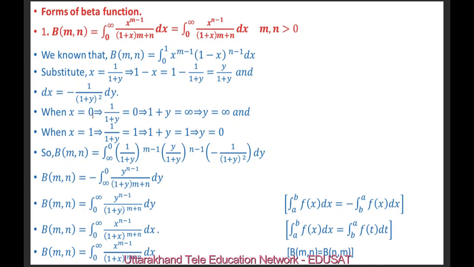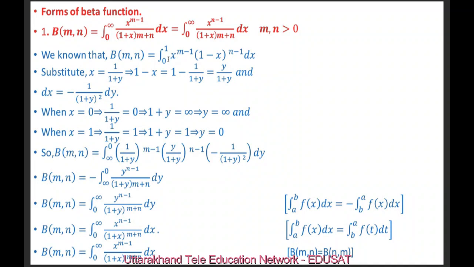So for x equal to 0, if we substitute x equal to 0 here, then 1 plus y is equal to 1 upon x. Shift this to this side and this to this side. For x equal to 0, 1 plus y is 1 upon 0, which means infinity. So it means y is infinity. For the upper limit, if x is 1, if you substitute 1 here, then 1 plus y is equal to 1, then y equal to 0. So earlier the limits were from 0 to 1, now the limits are from infinity to 0.